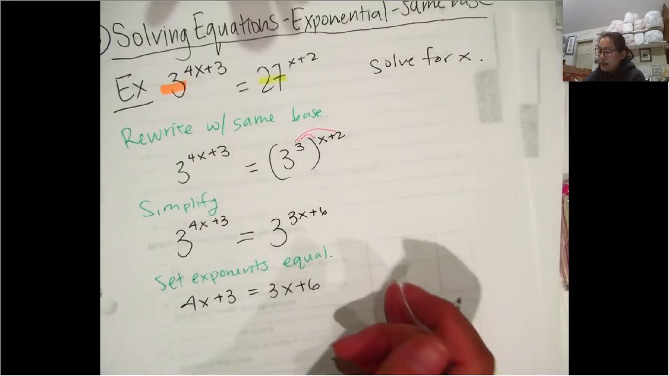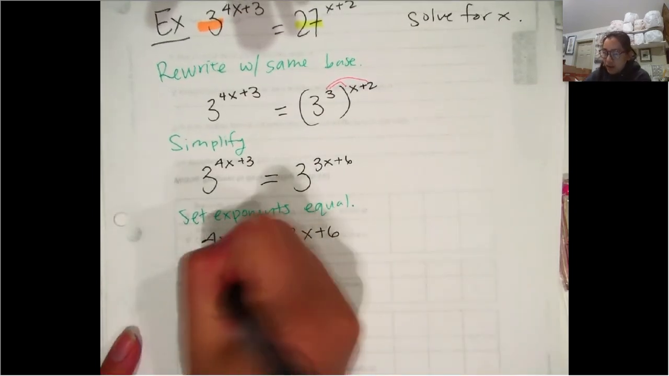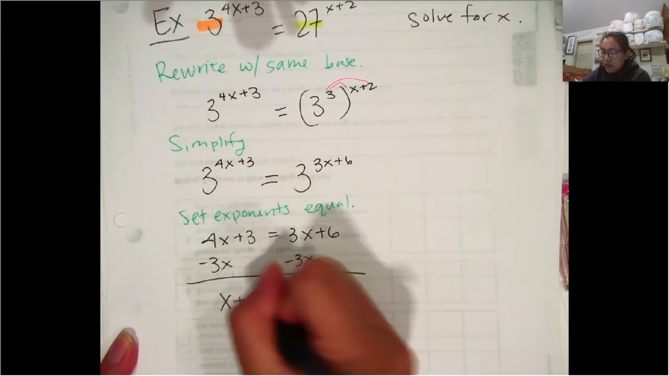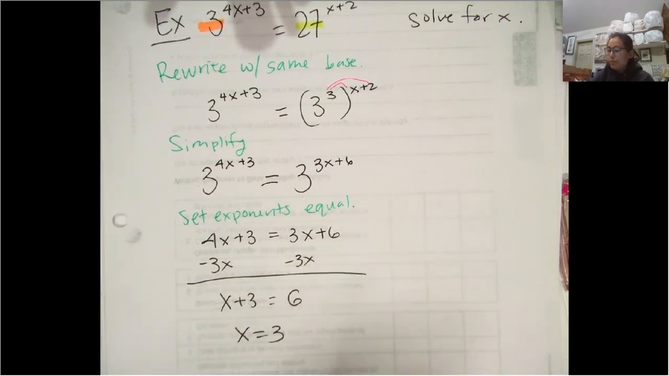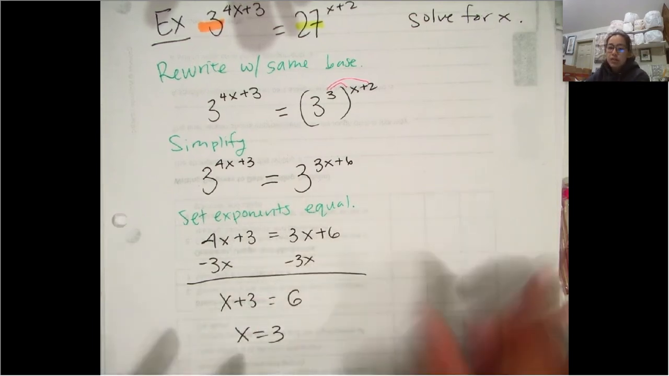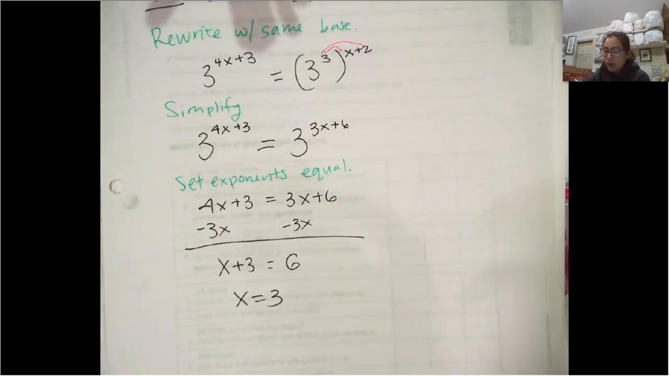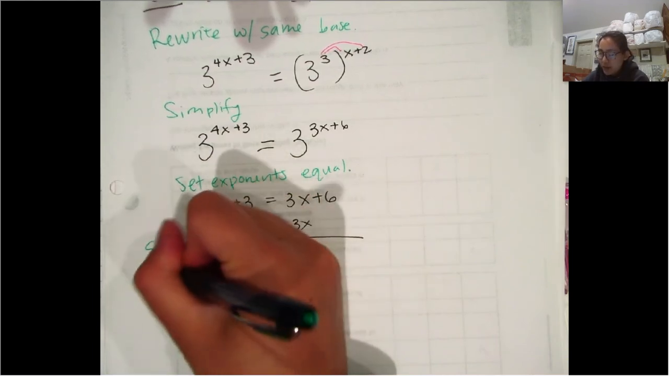And we subtract the 3x to the other side. So you subtract 3x, and you get x plus 3 equals 6. And so x equals 3. Just to reiterate, what we did here is we solved algebraically.